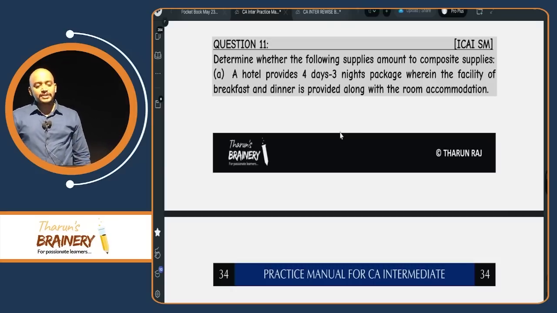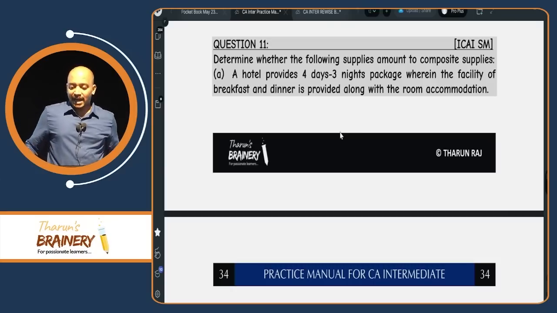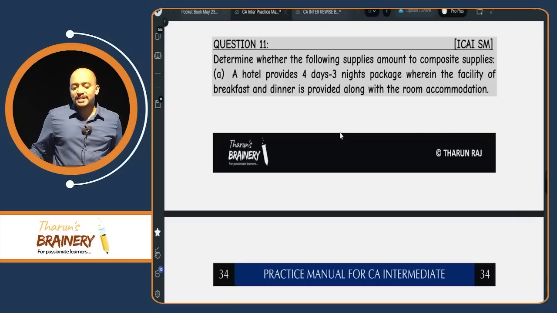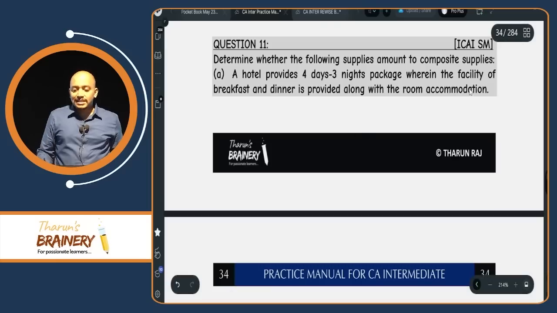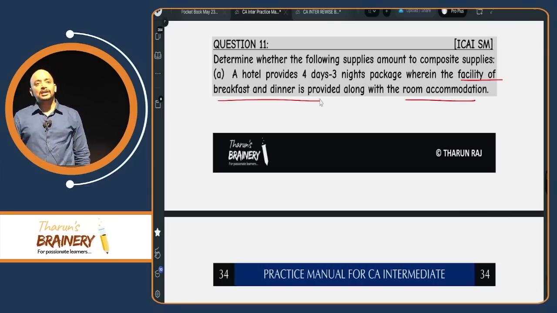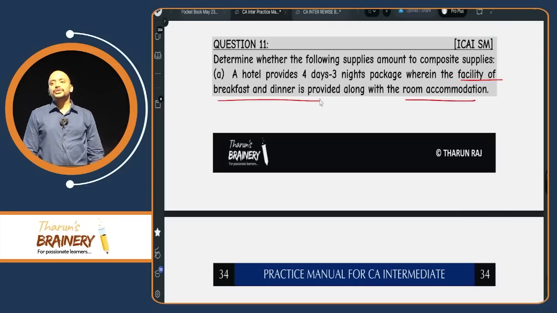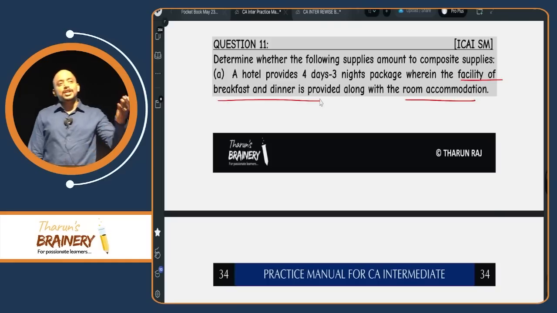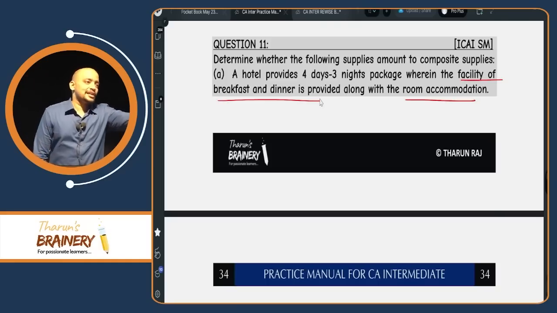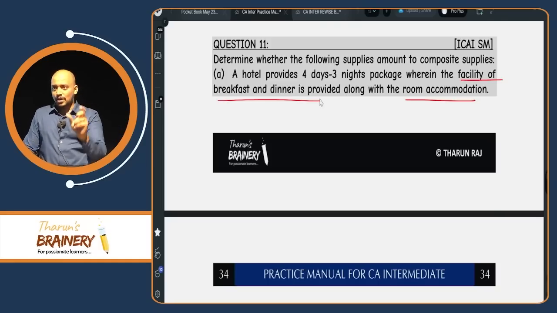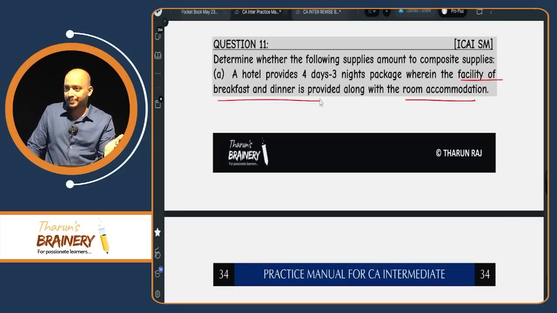A hotel provides 4 days, 3 nights package wherein the facility of breakfast and dinner is provided along with room accommodation. Now, facility of breakfast and dinner is provided along with room accommodation means it will be what type of supply? Naturally bundled or not naturally bundled? Naturally bundled, sir, because whether you eat food there or not, you have to pay for the food, correct? Per day room charges you pay for complimentary breakfast. Whether you eat complimentary breakfast or not, you have to pay for it.